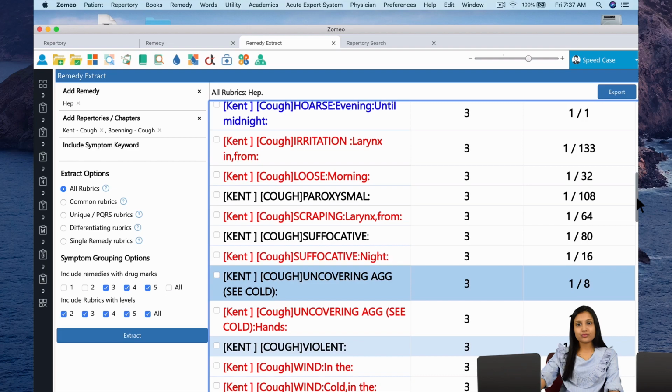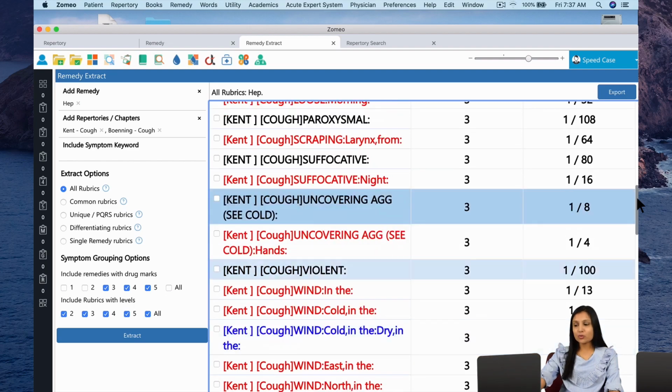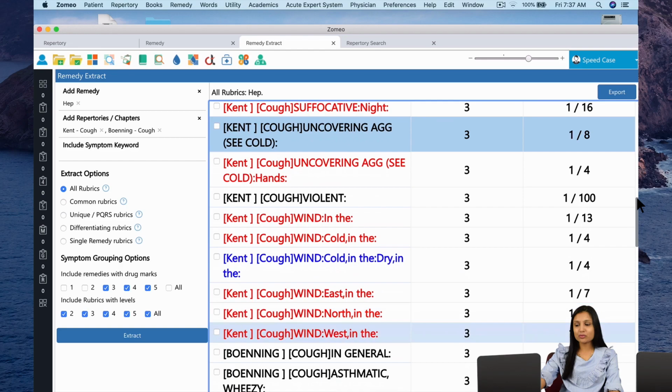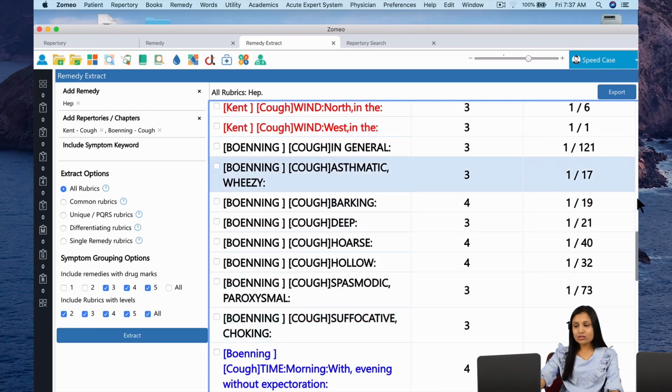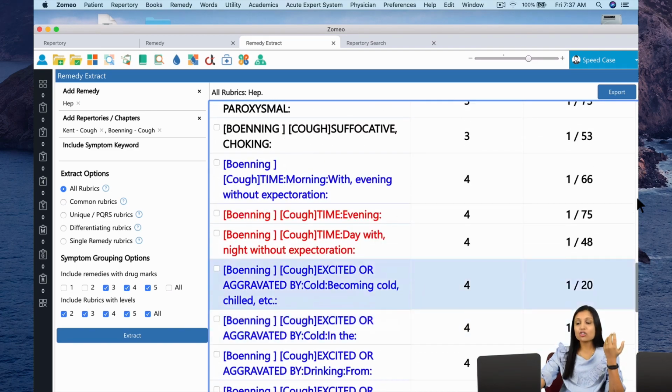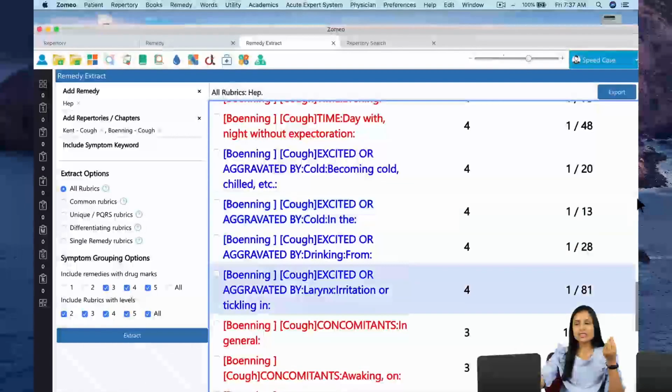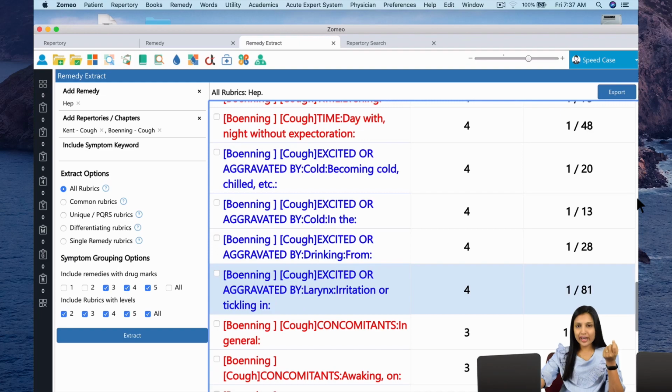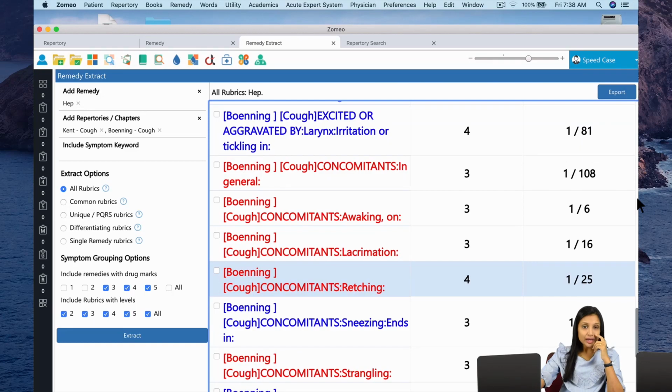Violent cough with 100 remedies, with Hepar again occupying maximum gradation. Moving on to Bonninghausen. So an asthmatic, wheezy, spasmodic kind of cough. Barking, deep, hoarse, spasmodic, suffocating. Okay? Cough excited or aggravated by becoming cold. So even the slightest cold air or drinking cold will aggravate the cough of Hepar.